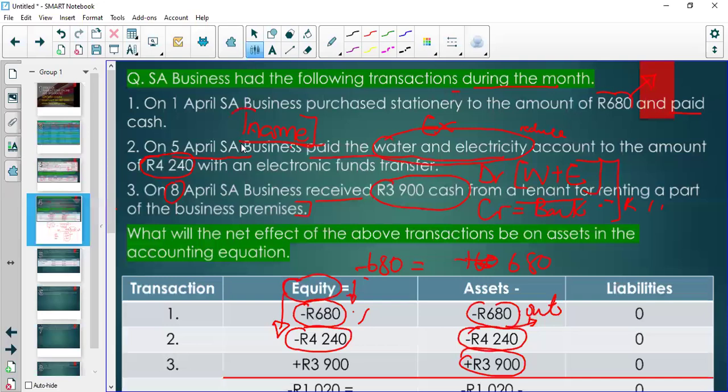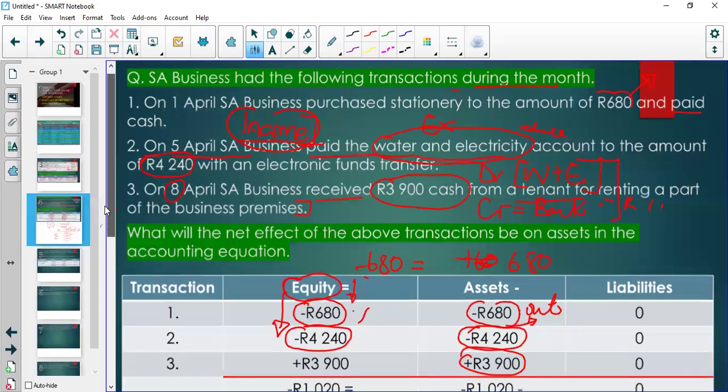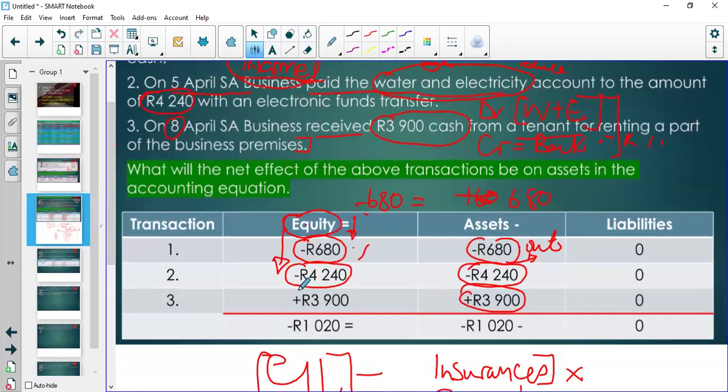So when we record this rent, when it becomes due, it's going to increase our profit. It's going to make us happier. So it's a plus 3,900. There were no liabilities here because we didn't owe anyone. We paid, and we were paid. So we never owe anyone there. So the net effect of the above transactions on the assets: if we look at the assets only, it's going to be minus 680 minus this plus this. So the net effect is a reduction of minus 1,020.